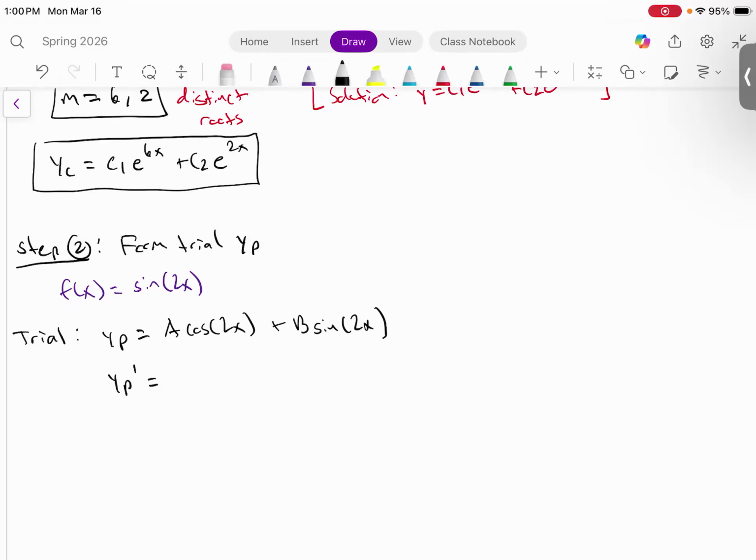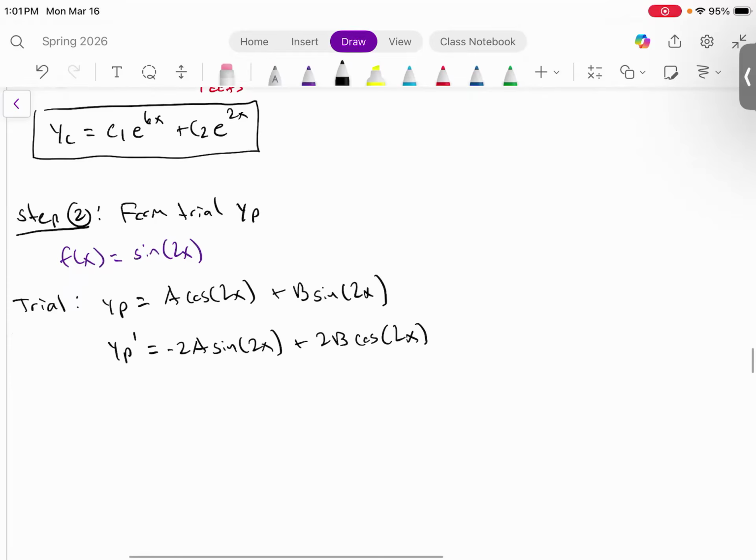Let's go ahead and take the derivatives now. So y p prime would be negative 2a sine of 2x. Just be careful with your negatives and the chain rule. And this would be plus 2b cosine of 2x. And my second derivative, again being careful with the chain rule and the negatives, would be negative 4a cosine of 2x minus 4b sine of 2x.